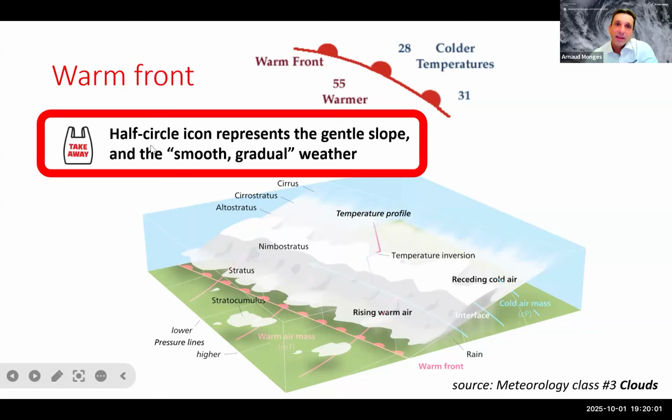The takeaway is the half circle represents the gentle slope, how the warm air is going to move gently over the cold air mass. And also this is associated with the smooth and gradual weather that you have. The type of cloud, this is not cumulus, but this is stratus, and you are expecting constant rain, not heavy rain.